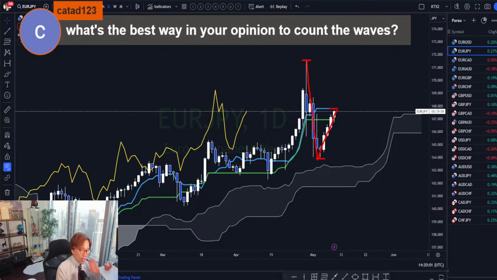Okay, what's the best way, in your opinion, to count the waves? Simply, you simply take the swing highs and swing lows and count the waves. It's really simple.